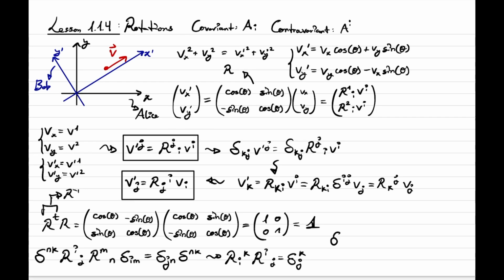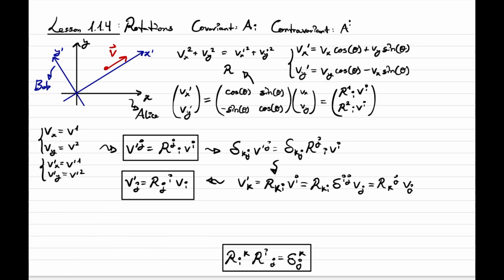Now for the Kronecker delta, it doesn't matter if we write it in these two forms, they are the same, because by definition the Kronecker delta is 1 if both indices are the same and 0 if they are different. So the order of the indices doesn't matter. We have arrived at this important formula, which is basically that the rotation matrix times its transpose is the unit matrix.